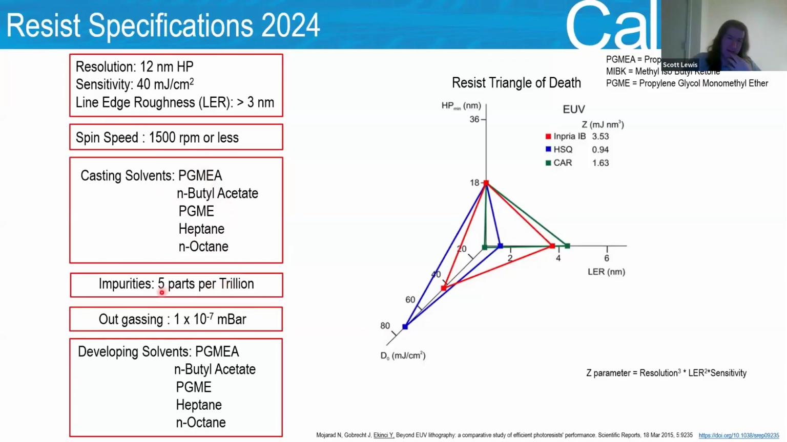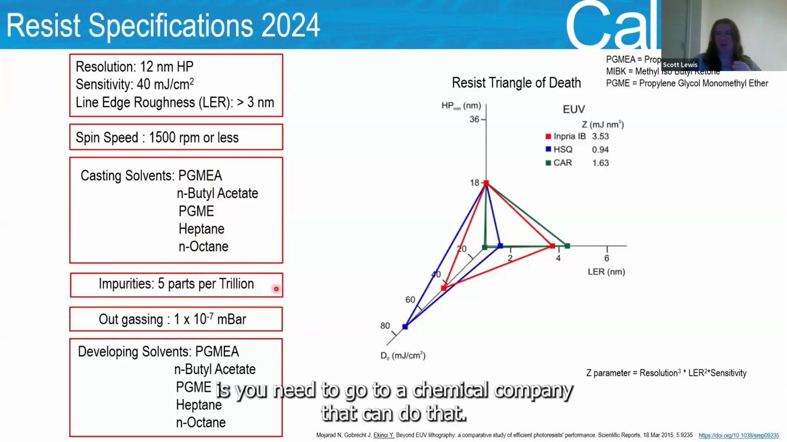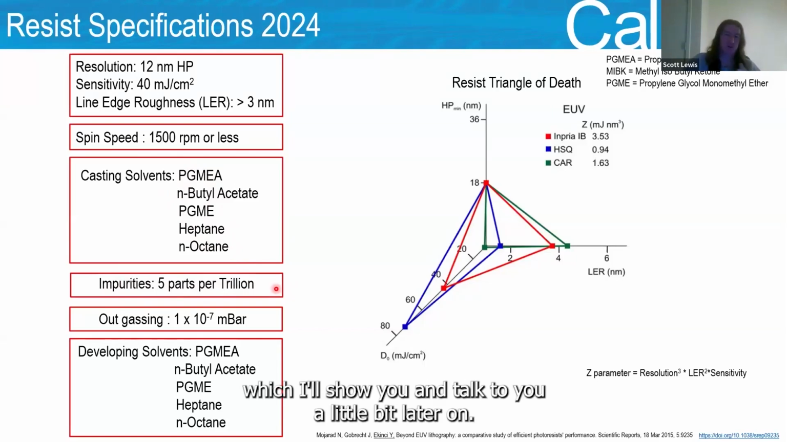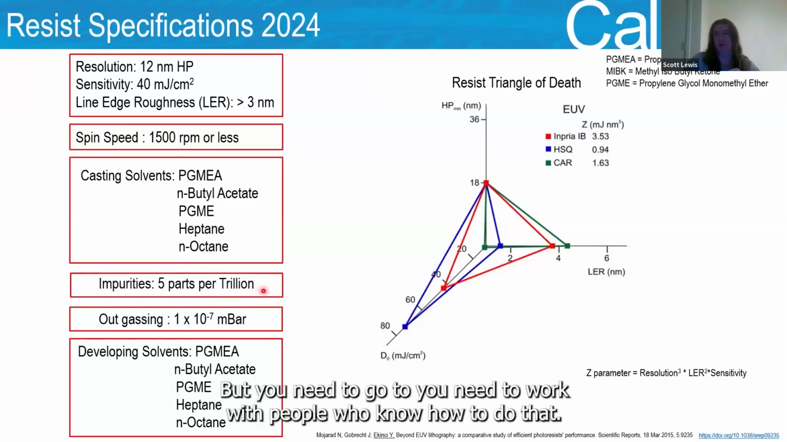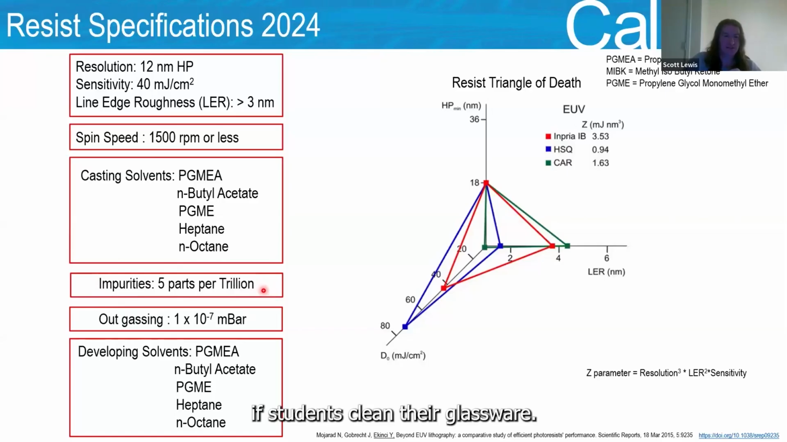I spent 10 years in a chemistry department, and a chemistry department is not like a clean room. Getting this 5 parts per trillion, you need to go to a chemical company that can do that. It's not like filtration, which I'll show you and talk about a little bit later on, but this is really, really hard. You need to work with people who know how to do that. And in a university environment, no, you're lucky if the students clean their glassware.